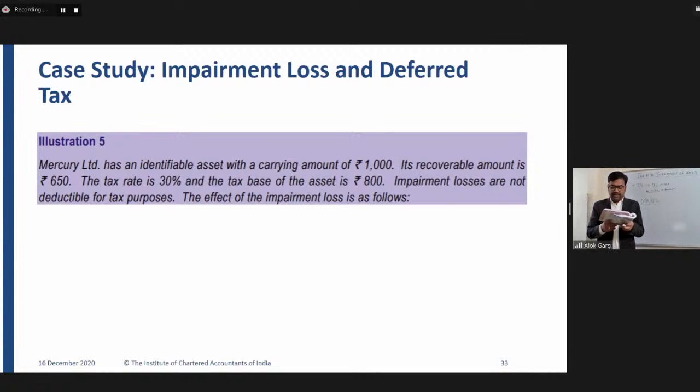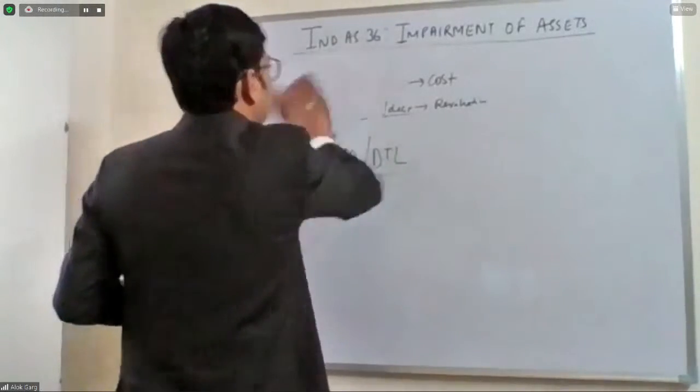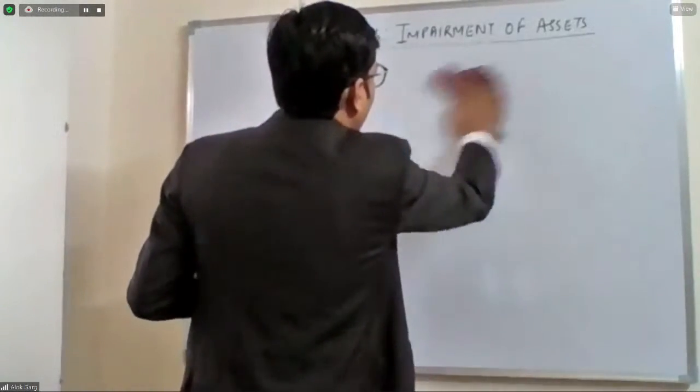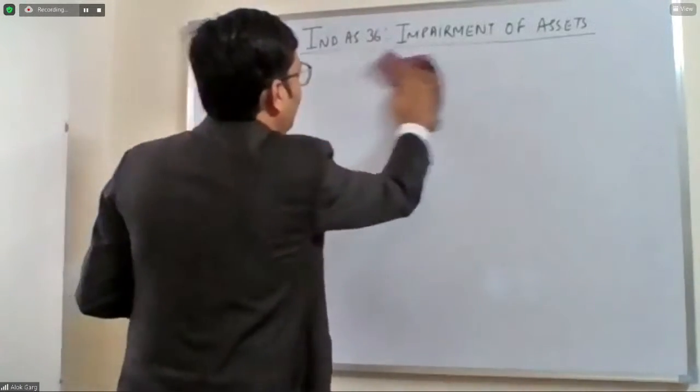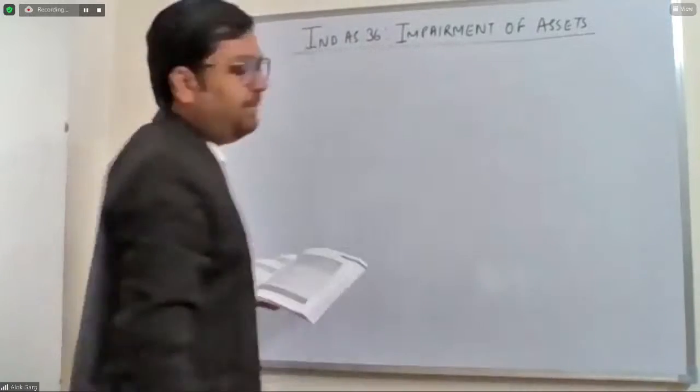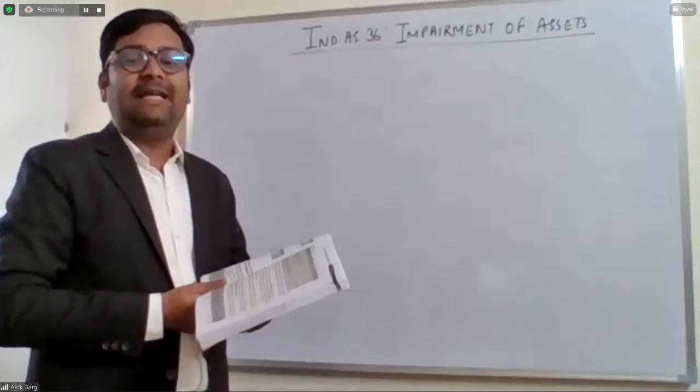The effect of the impairment loss is as follows. Now, how to calculate deferred tax assets and liability in this case? As per Ind AS 12, deferred tax assets and liability has to be calculated by comparing the tax base with the book base, by comparing the tax base with the carrying value.